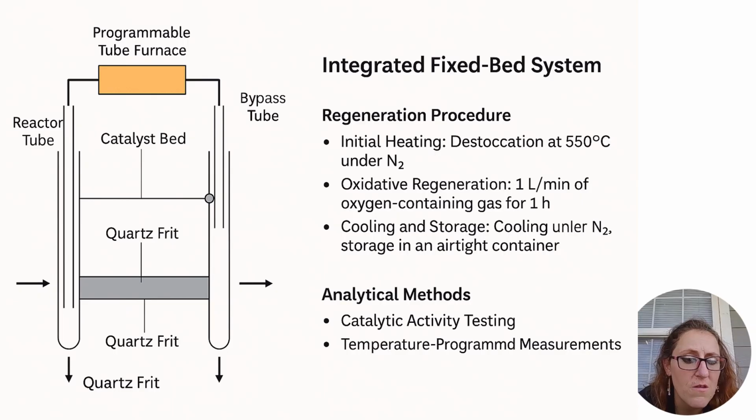Oxidative regeneration: after preheating, a 1 liter per minute flow of oxygen-containing gas was introduced through the reactor for 1 hour. Different diluted oxygen streams, e.g., 5% oxygen in 95% nitrogen, 10% oxygen in 90% nitrogen, or air, were used to evaluate the effect of oxidation potential on catalyst recovery. The goal was to reoxidize vanadium species from a reduced state, V4+ and V3+, back to the catalytically active V5+ state without inducing excessive crystallization.